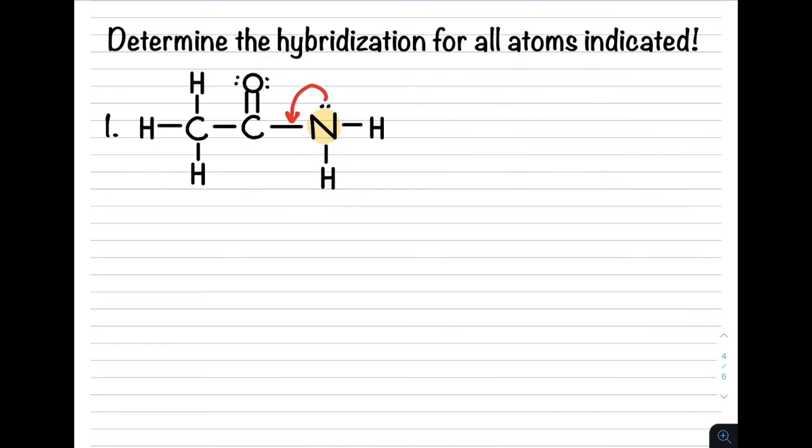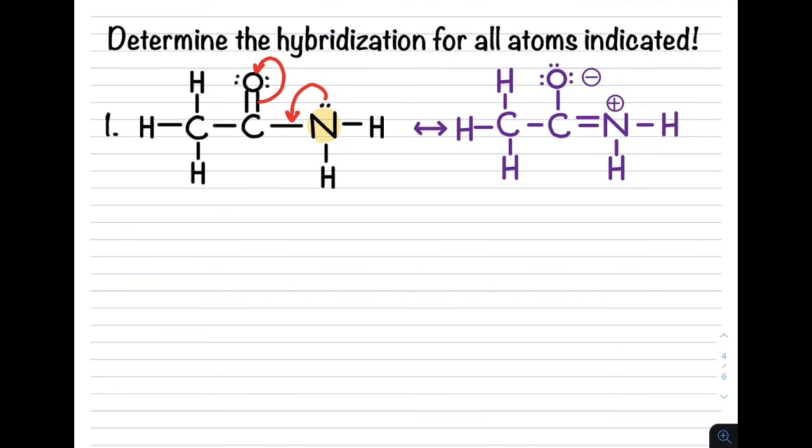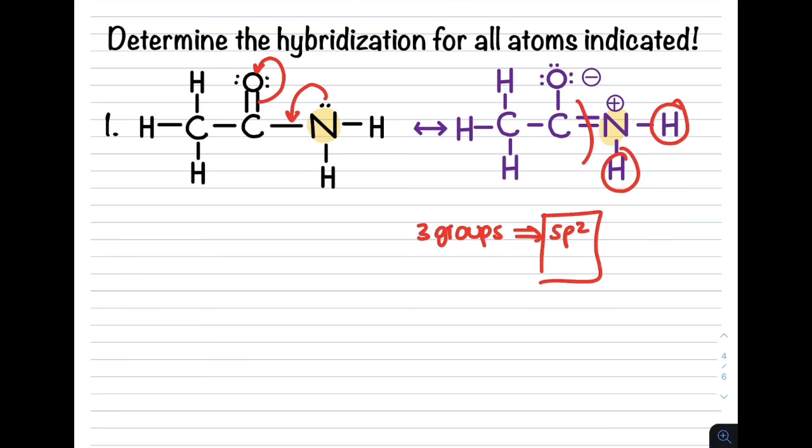So notice how we can actually draw a reasonable resonance structure. And in this resonance structure, nitrogen no longer has a lone pair, but it's bonded to 3 things. So that gives us a total of 3 groups, and we get sp2, which is our final and correct answer. So you might be wondering, so why wasn't it sp3?